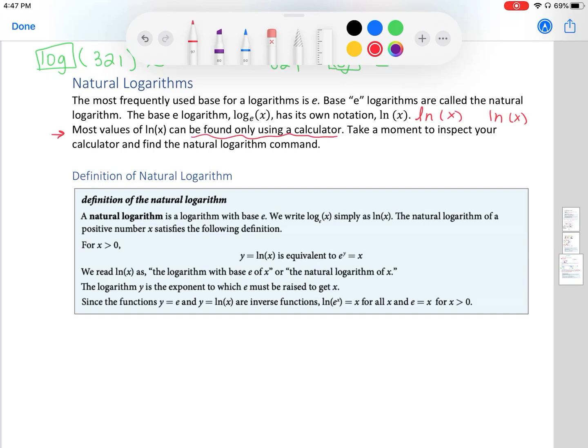Take a moment to inspect your calculator and find the natural logarithm command. Sometimes you'll have a ln button. For other calculators, it's usually found with the e to the x, and maybe the ln is in the shift option. So to get to those colored buttons in your calculator, you might have to press the shift command first. So take a look at your calculator and see where ln is found.